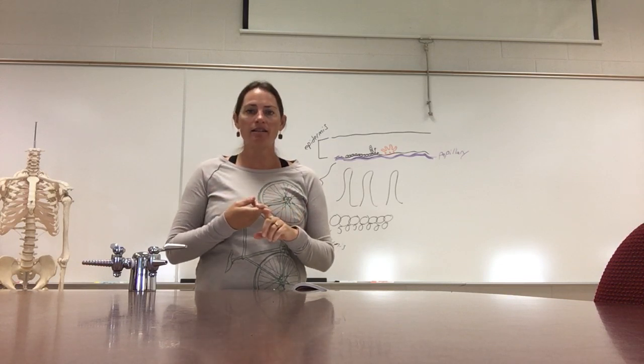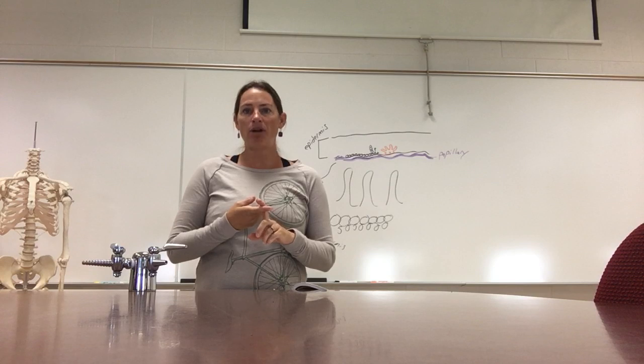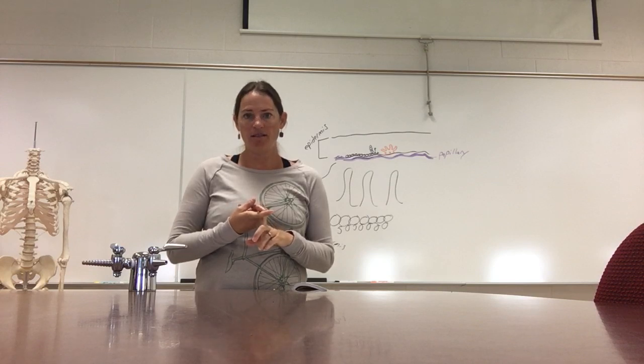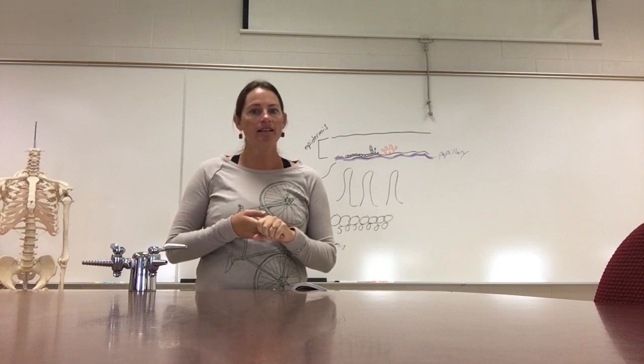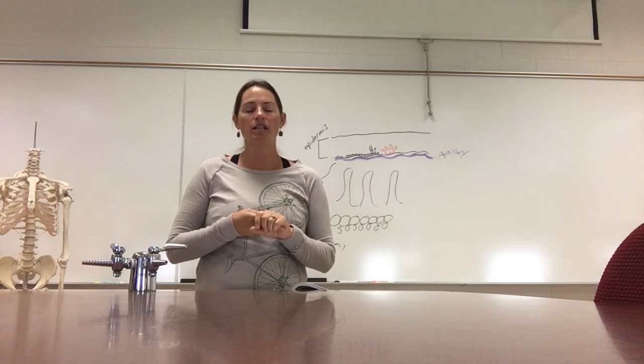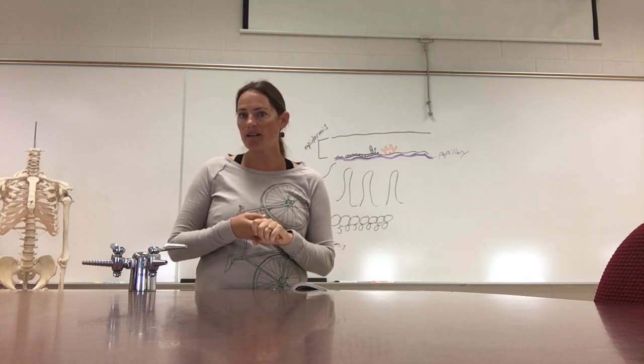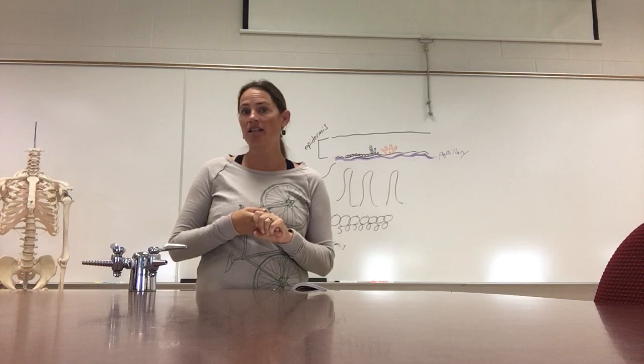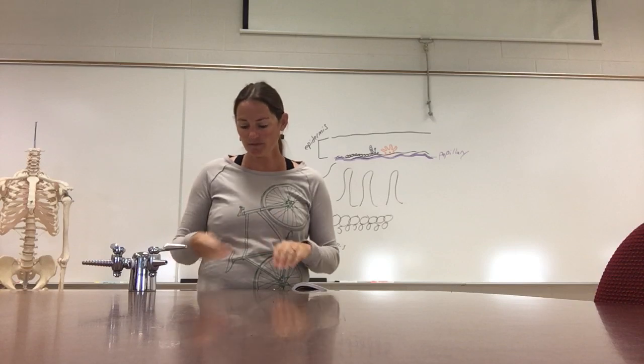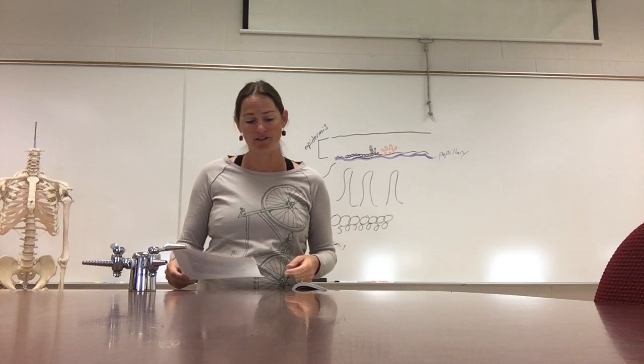So melanin gives a brown color to the skin. Carotene gives an orangish yellow color to the skin, and hemoglobin gives our skin a pinkish reddish color. So let's talk about melanin first.